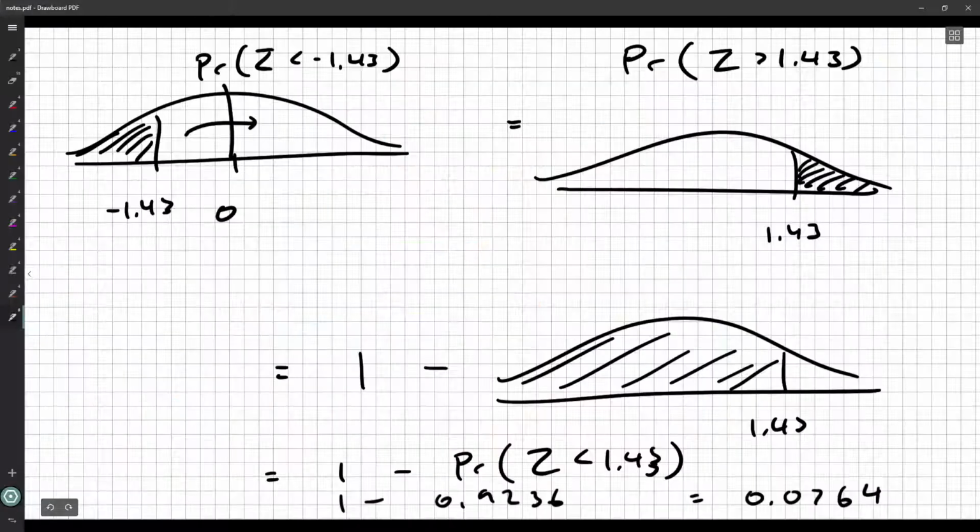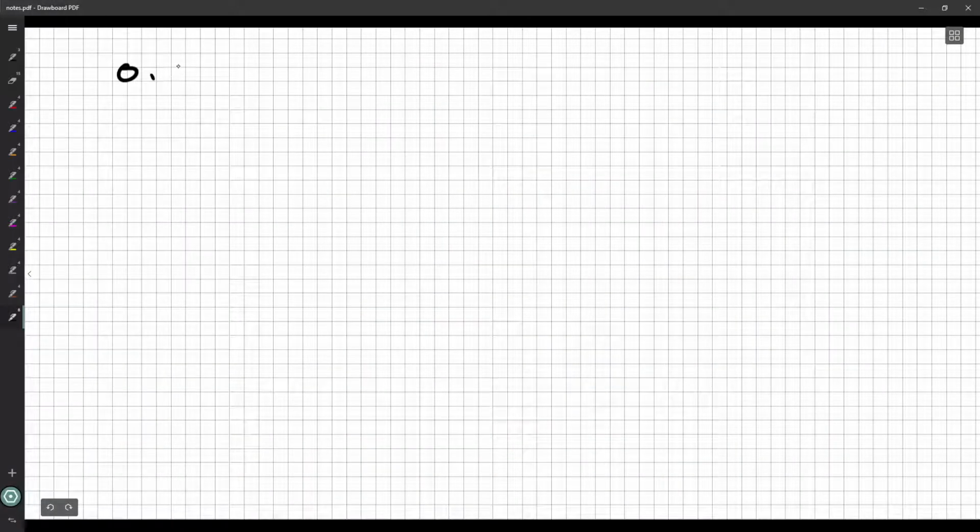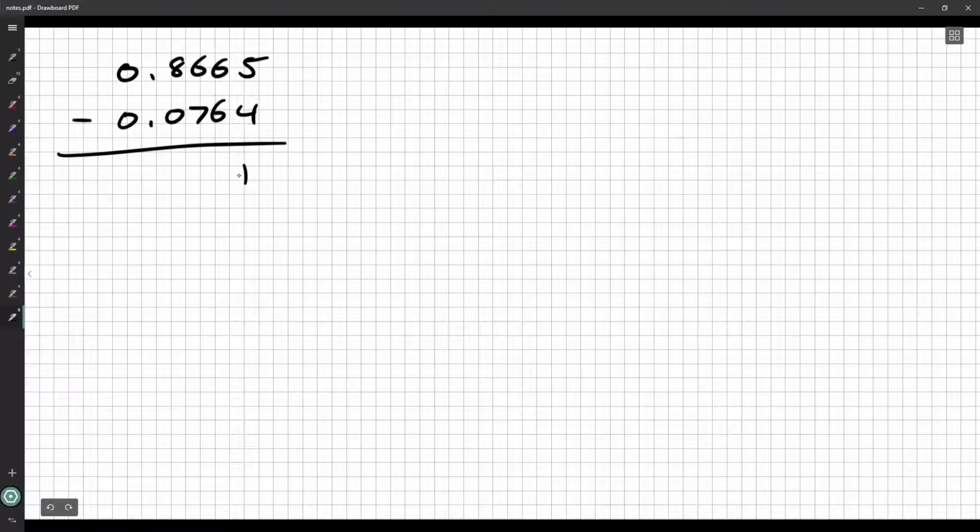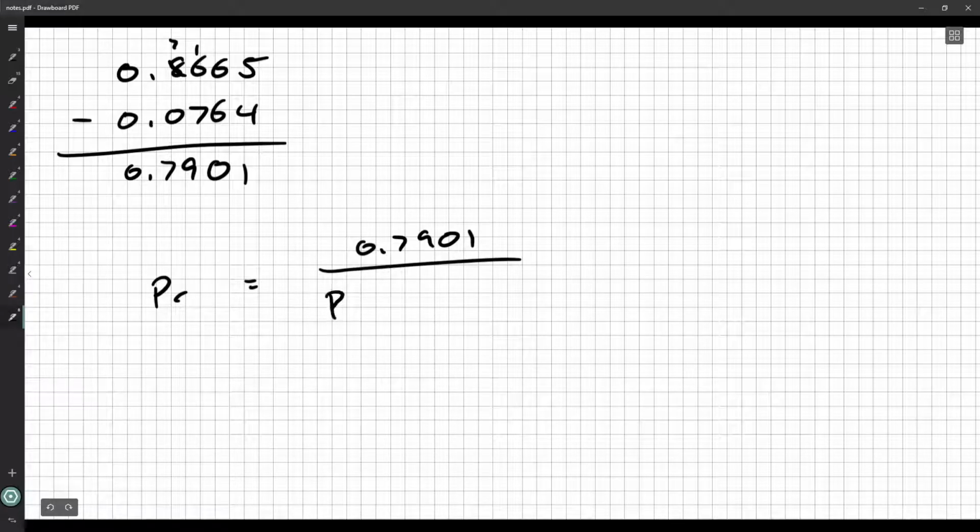Okay, so what was it? 0.8665 minus 0.0764. Okay, 5 minus 4 is 1, 0, 16 minus 9 is 7. So the numerator is going to be 0.7901. So the probability we want looks like 0.7901 all over, and then what was it that we needed? The probability of the known event.